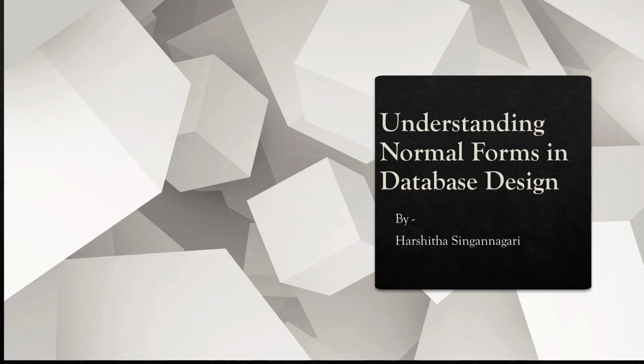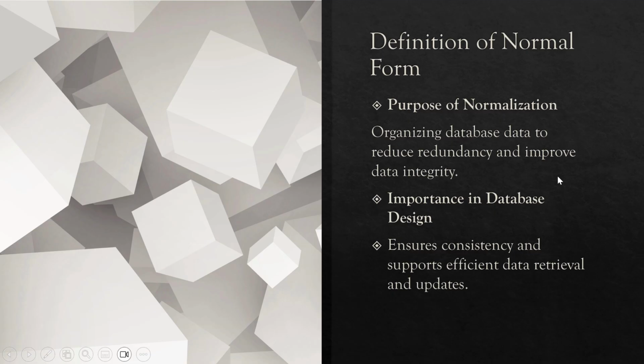Today I'm going to talk on the topic Understanding Normal Forms in Database Design. Let's see the definition of a normal form. Normalization is a systematic process in database design that helps to organize the data in a structured way to reduce the redundancy and ensure the accuracy.